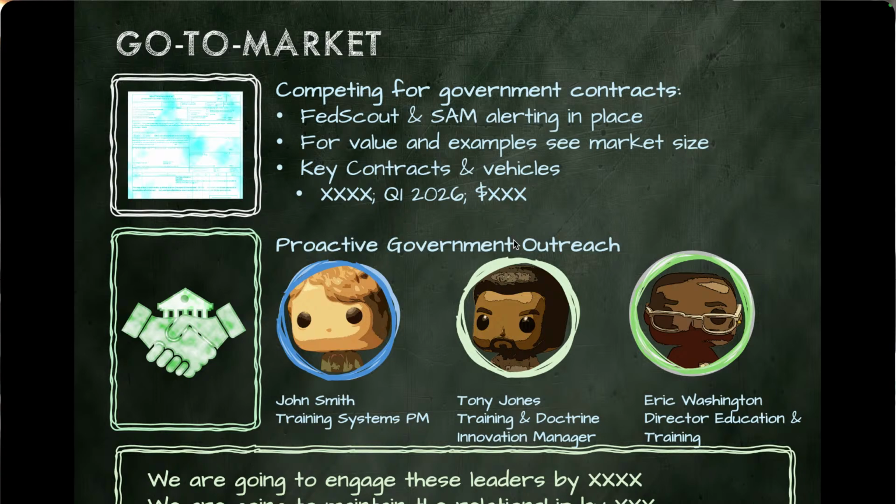And this is not to say this is exactly what you'd want. Obviously, I did this kind of in drawings to make it very clear that this is not the exact structure. But I think it probably would look a little something like that. It's going to say go-to-market. In this hypothetical, we've got two go-to-market strategies that this company is going to use. One of them is competing for government contracts. The second strategy is proactive government outreach. We're going to talk about what those are, how to actually do that, and whether they're right for you. But I think we're going to end up with something in this ballpark.